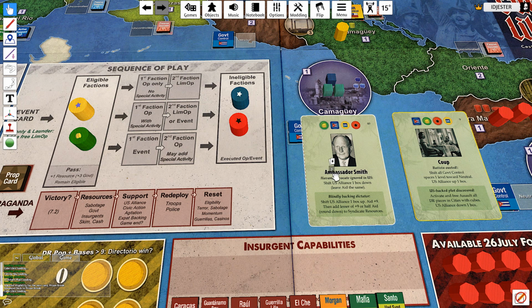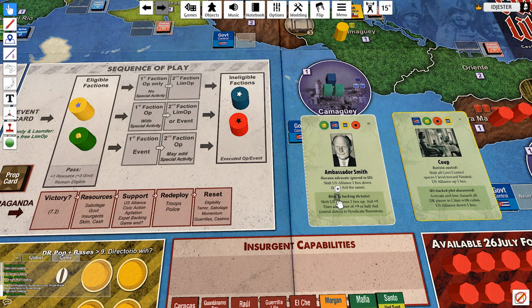So green can play the event. He could look it over and see. Shift U.S. Alliance box 1 up, add 9 aid, then add the lesser of 9 or half aid rounded down to syndicate resources. So that would be a good way for him to get some resources. He can also shift the U.S. Alliance one box down and leave the aid the same, which he probably wouldn't do.